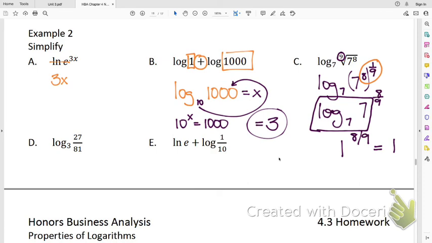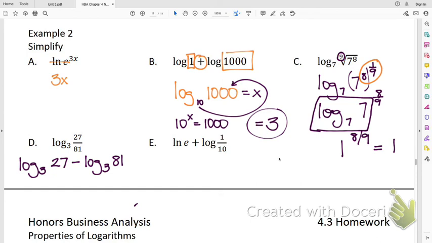Now D, we're going to work through with all sorts of fun bases here. What does D look the most like? Which rule? The second on the left, right? What is our rule for division? Okay, so I can separate this into two logs. The log base 3 of 27 minus the log base 3 of what? 81.